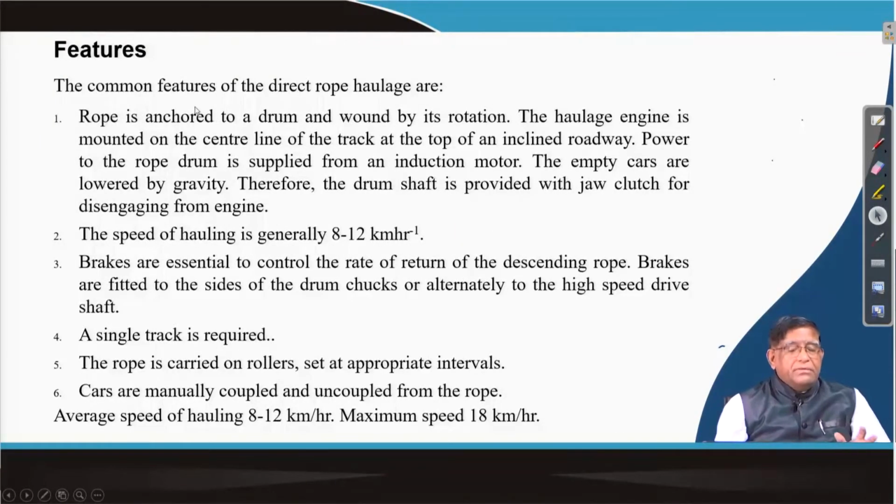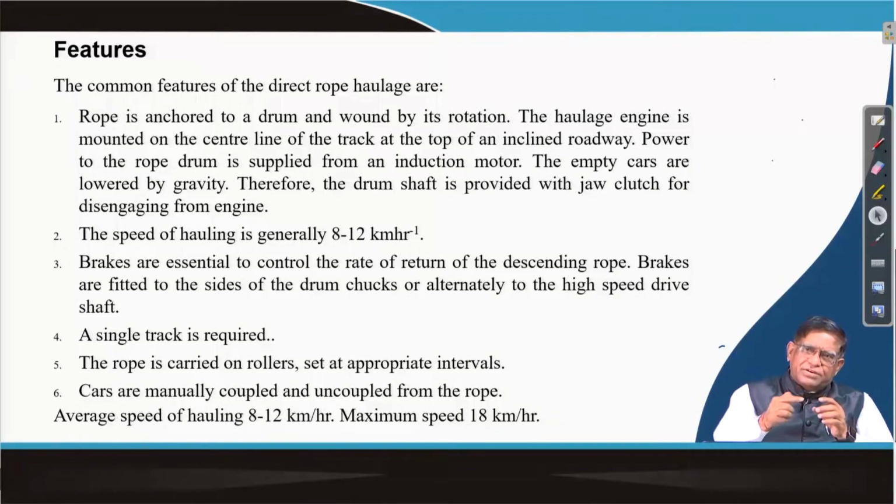The main feature of a direct rope haulage is that the rope is anchored to the drum. How the rope is anchored to the drum is called a coupling, a socketed coupling. That means one end of the rope is brought within the drum, given a turning, and there is a groove in which white metal is poured to anchor it. That is how the rope is terminated on that end, and the other end has the connecting system by which the tubs are connected.